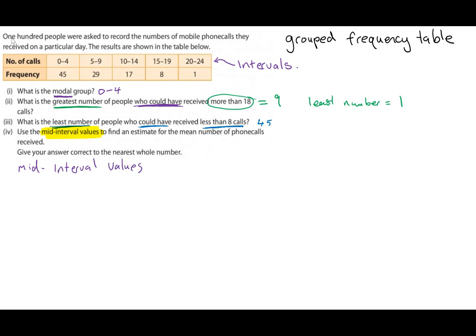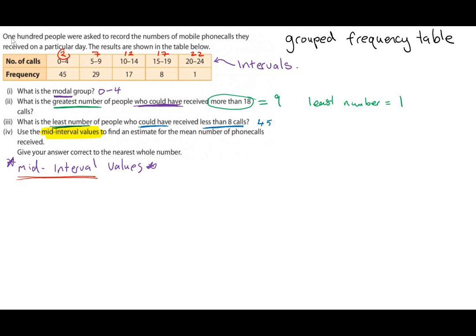So literally mid-interval. The very first thing I'm going to do is go up to my intervals and write the very middle. The easiest way to do that is to say 0 plus 4 is 4, divided by 2 is 2. 5 plus 9 is 14, divided by 2 is 7. 10 plus 14 is 24, divided by 2 is 12. 17 is my middle interval here, and 22. So I get my middle interval.